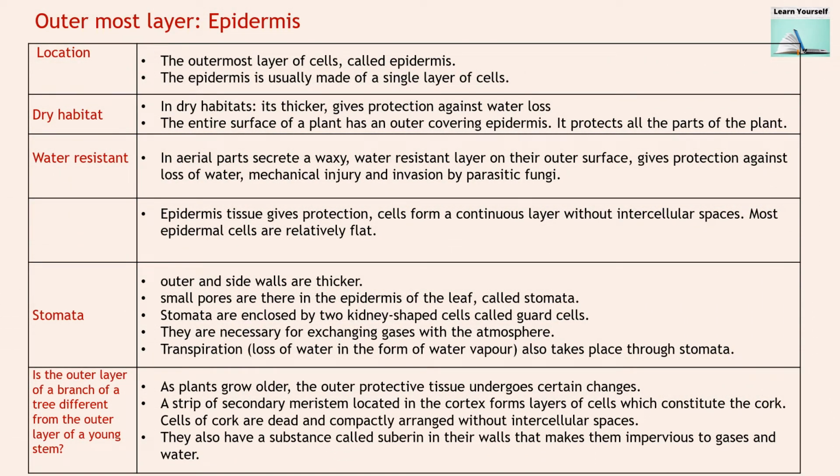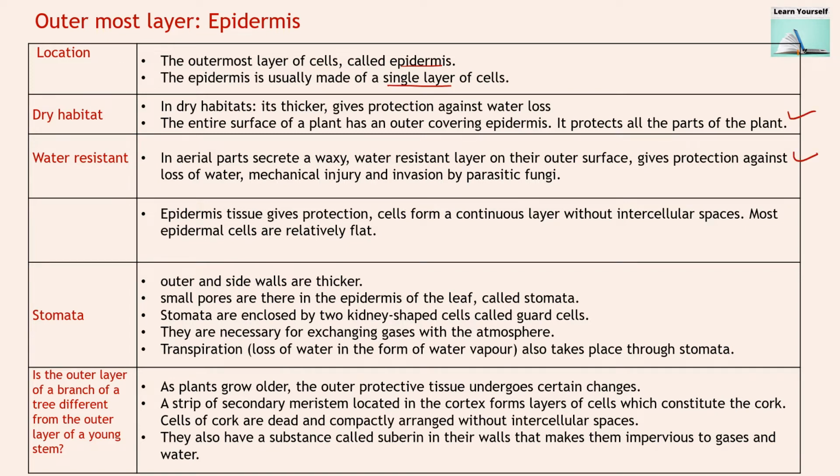Now we are going to study the outermost layer of the plant, and that is the epidermis. These cells are important. They will change as per the situation, and one important pore of plants, that is stomata, is part of the epidermis. So let us start with the location: they are on the surface of the plant. They are the outermost layer and they are called epidermis. They are a single cell layer and they will change as per the situation of the plant.